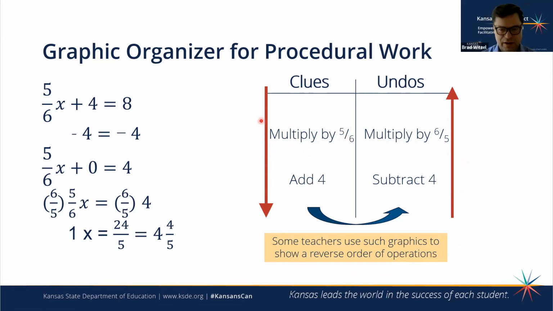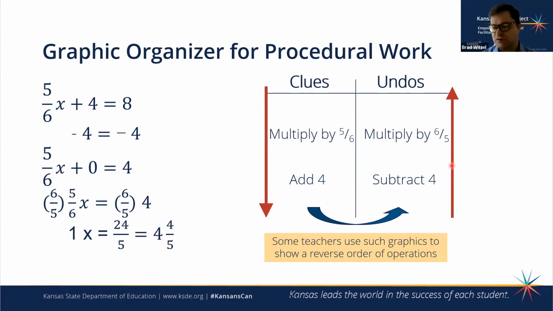And follow my mouse here. How do you undo it? We need to subtract 4 from both sides and then multiply both sides by its reciprocal, 6/5. Yes, if you want to say divide by 5/6, I'm with you. But follow me here. I want to subtract 4 from both sides, right? Additive inverse. And that gives me 5/6x equals 4. Then multiply each side by 6/5, the multiplicative inverse. What am I left with? 24/5. x is equal to 24/5.